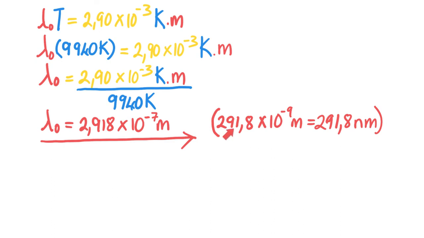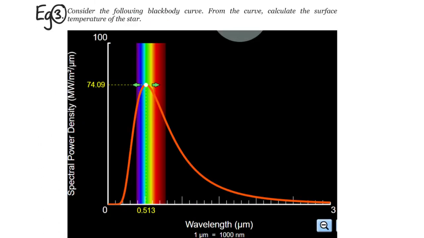So this 291,8 times 10 to the negative 9 meters is equivalent to 291,8 nanometers, which means that the peak wavelength is actually sitting outside of the visible range, because the visible range runs between 390 and about 790 nanometers. So this is going to be more toward the ultraviolet range of the electromagnetic spectrum.